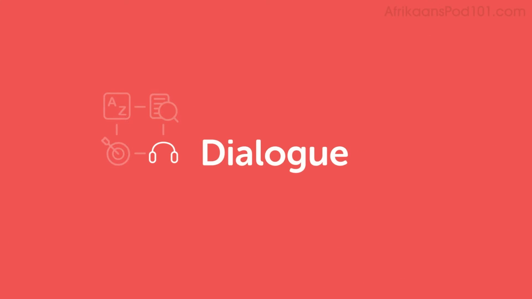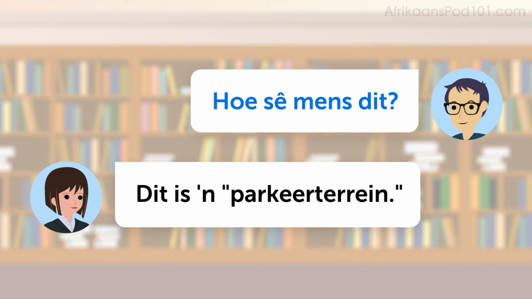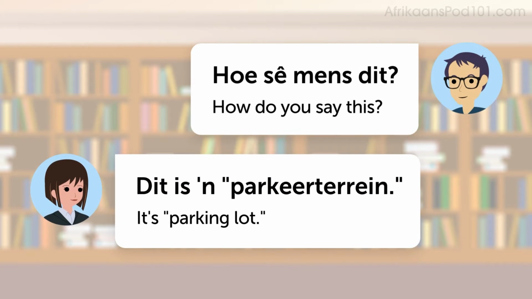Now, let's take a look at some conversational phrases. Listen to the dialogue. Hoe sê mens dit? Dit is 'n parkeerterrein. Once more with the English translation. Hoe sê mens dit? How do you say this? Dit is 'n parkeerterrein. It's parking lot.